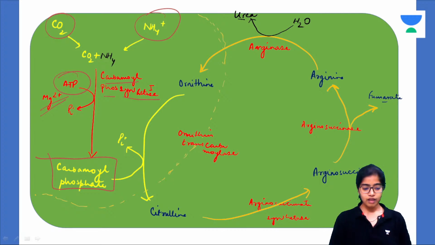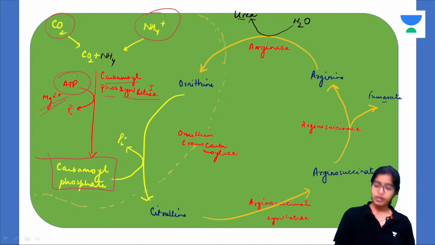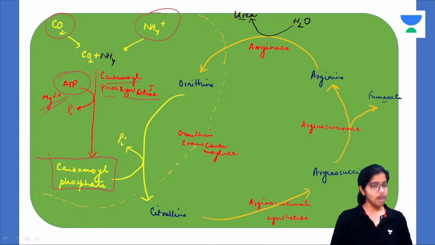Now what will happen? This carbamoyl phosphate is going to drive the conversion of ornithine to citrulline, utilizing the enzyme OTC, ornithine transcarbamylase. So the first reaction is catalyzed by carbamoyl phosphate synthetase 1, and the second reaction is catalyzed by ornithine transcarbamylase. Both of these reactions occur in the mitochondria. Now this citrulline exits the mitochondria and enters the cytosol.